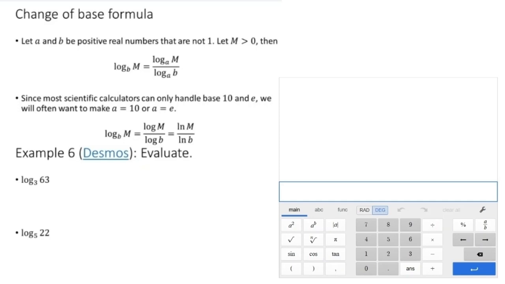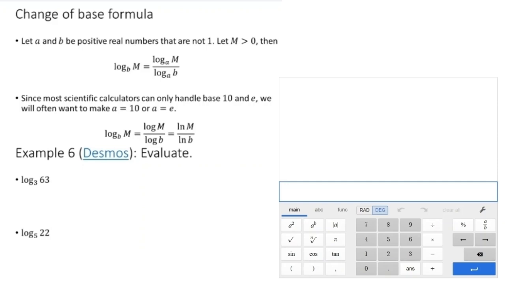Let's take a quick look at the first problem in example 6 with log base 3 of 63. Recall from the section where we first introduced logarithms that most scientific calculators can only handle base 10 and base e. But log base 3 of 63 is neither base 10 nor base e. Can we think of 3 to what power will give us 63? Unfortunately, I can't think of a number that I would raise 3 to in order to give me 63.